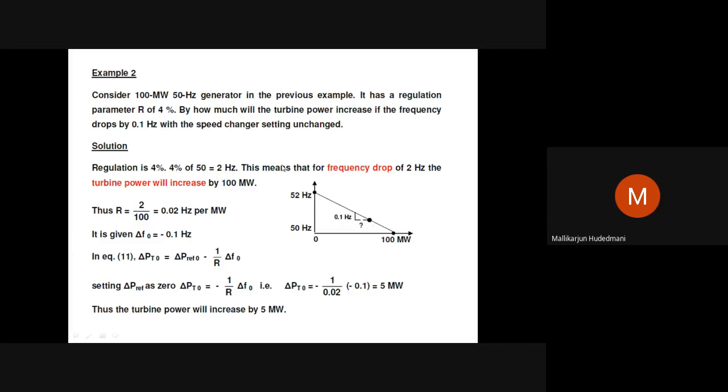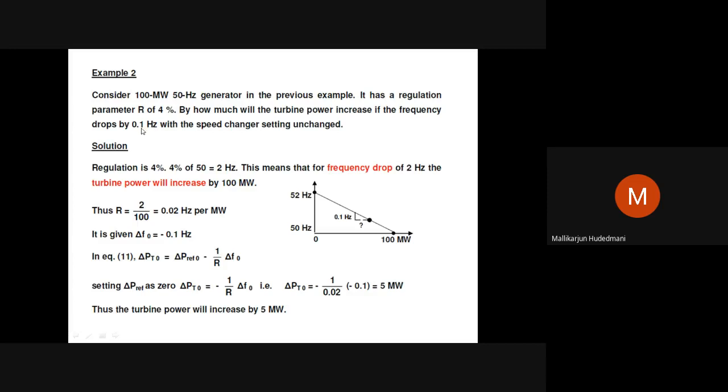R is delta F divided by its capacity. Delta F by delta P. 2 divided by 100. It is going to make 0.02 Hertz per megawatt. It means for every 2 Hertz change, 100 megawatt is compelled.